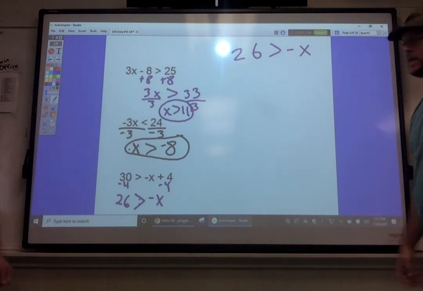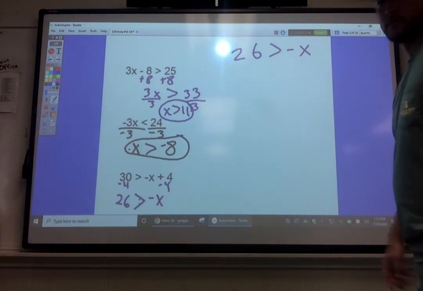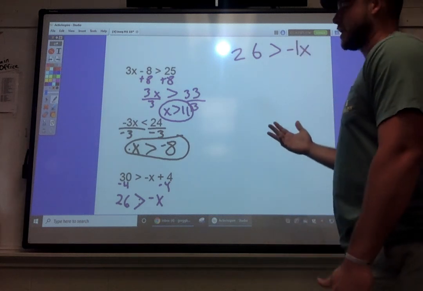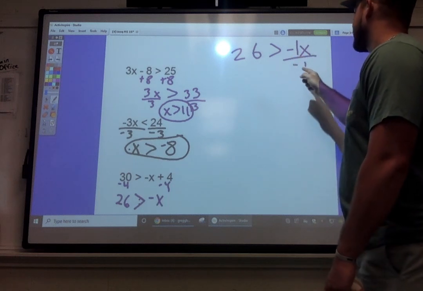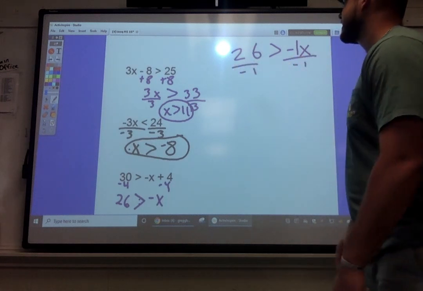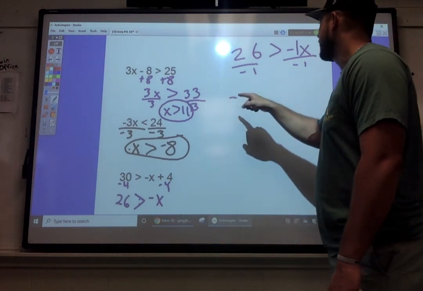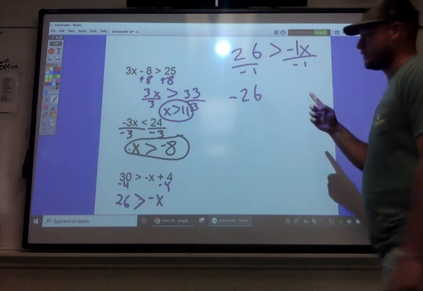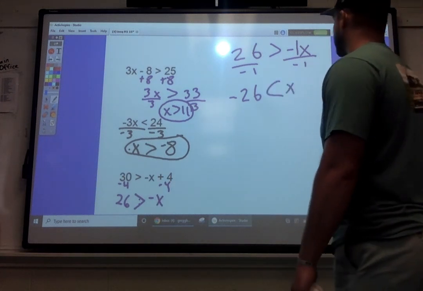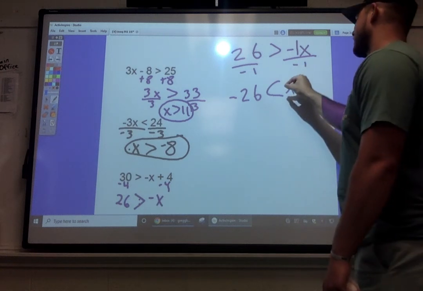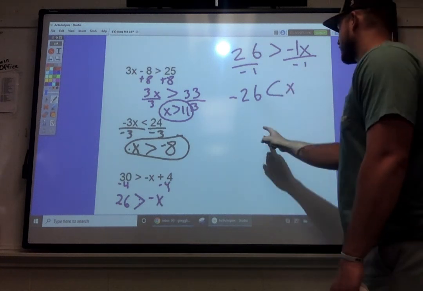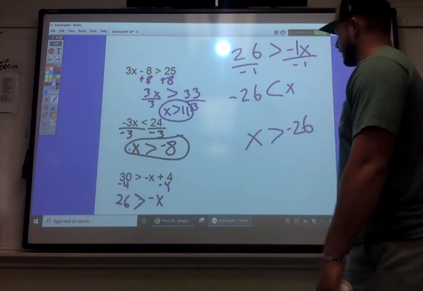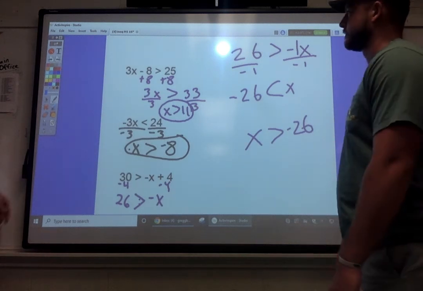Are we done? Can we leave it as negative x? No, because, hopefully you guys know, there's technically a 1 right there. You don't have to write it, but technically there's a negative 1. So we have to divide by a negative 1. Well, 26 divided by negative 1 just changes it from a positive 26 to a negative 26. But remember, we divided by a negative, so we have to flip the arrow. So we're going to read that as x is greater than negative 26. You could also write it like this if that makes you feel more comfortable. It doesn't matter. X is greater than negative 26.